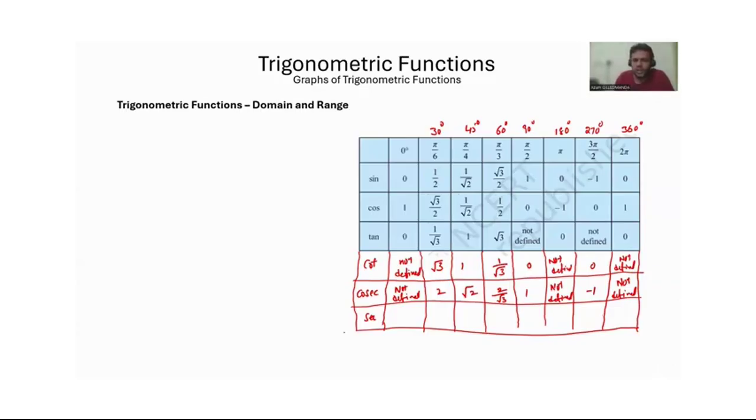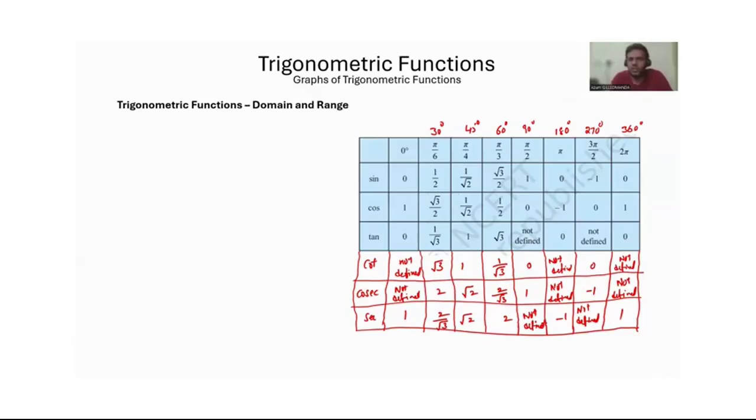How about secant? Secant is the reciprocal of cos. So 1, 2 by root 3, and root 2, 2, and then 1 by 0. Here it is not defined, guys. So pi by 2 is not defined, and then this is minus 1, and 3 pi by 2 is not defined. So here 90 is not defined, and then 90 plus 180, that is 270, is not defined. And this is 1, guys. All right. So these are the trigonometric values for different angles.